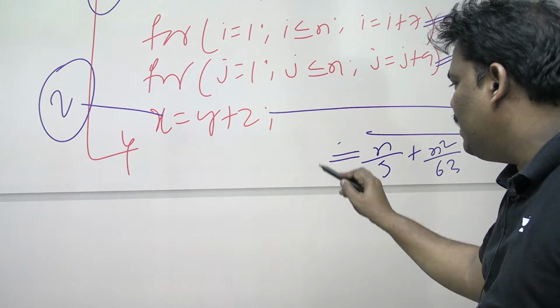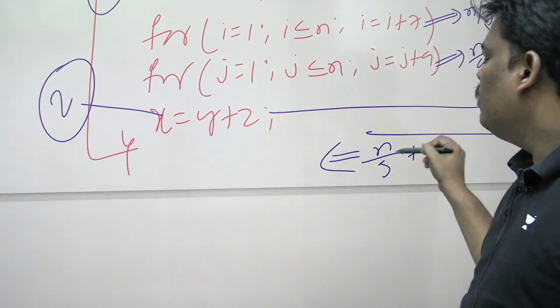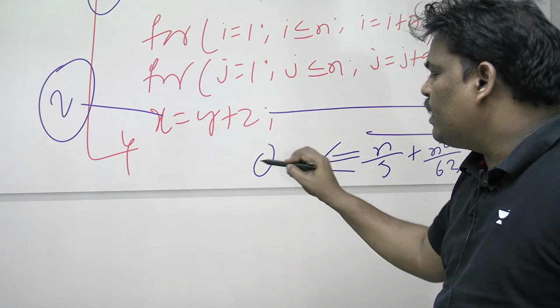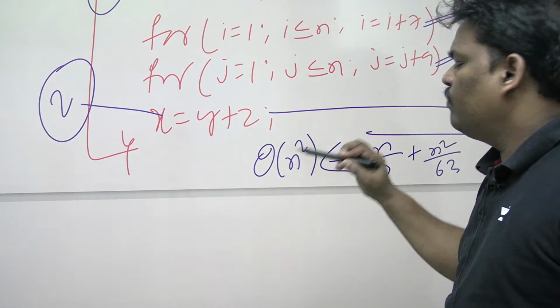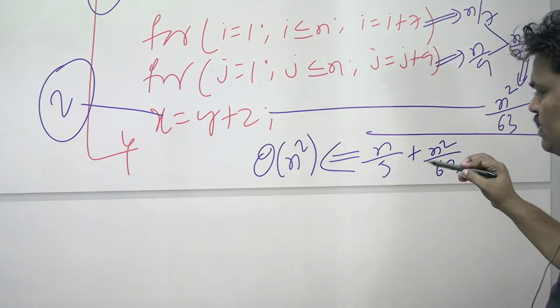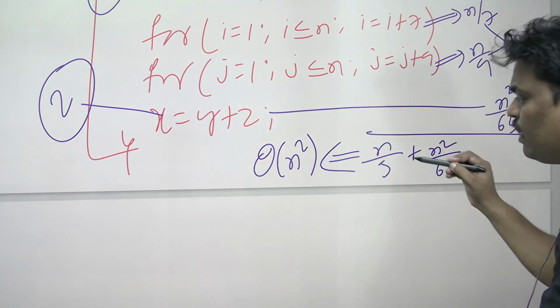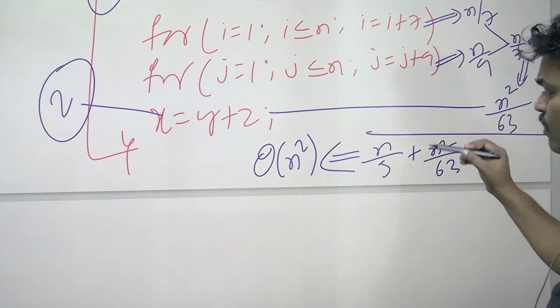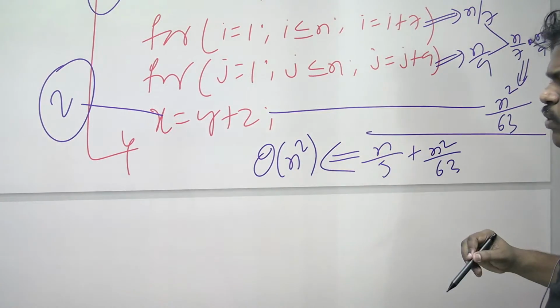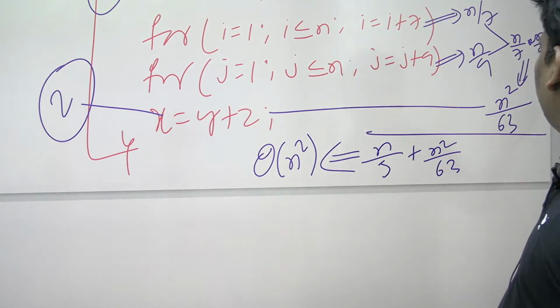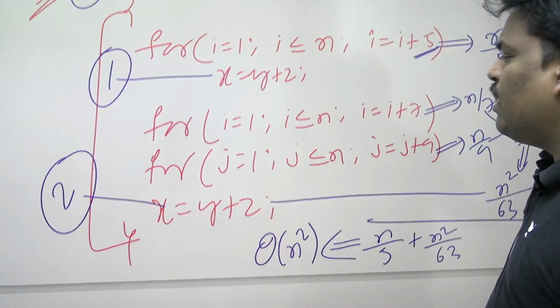If you observe clearly, n and n square. The bigger one is n square. You can write theta of n square. Forget about constants. Two functions are there, n and n square. Whichever is bigger, you take. The bigger one is n square, theta of n square. So the time complexity of this program is theta of n square.